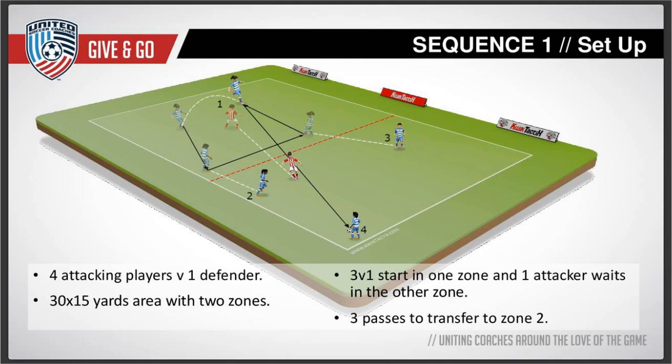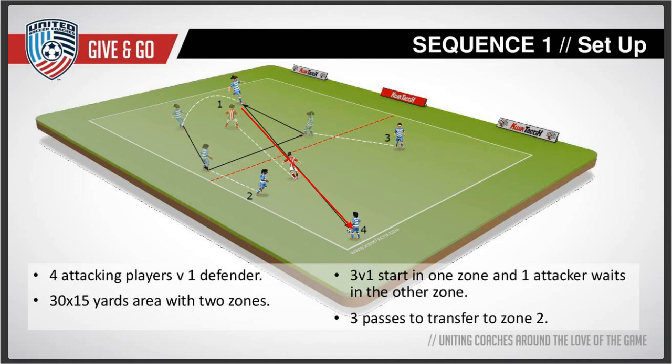In the first sequence, the setup is an area approximately 30 yards in length and 15 yards in width, and then we have 15 yards in the middle, creating 2 squares, a line that represents 2 zones. In the first zone, we have 3 attacking players, player 1, player 2, and player 3, and then we have a defender. And the objective is for the 3 attacking players to combine for 3 passes and then pass the ball to the other side of the area, to the second zone, where they have a teammate waiting in that area to receive the ball.